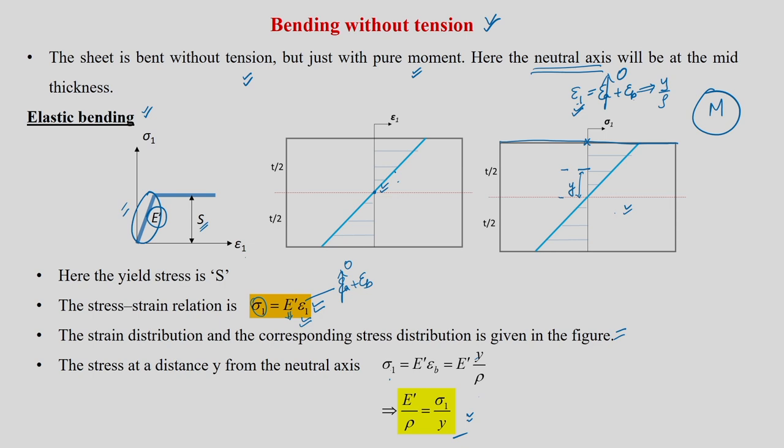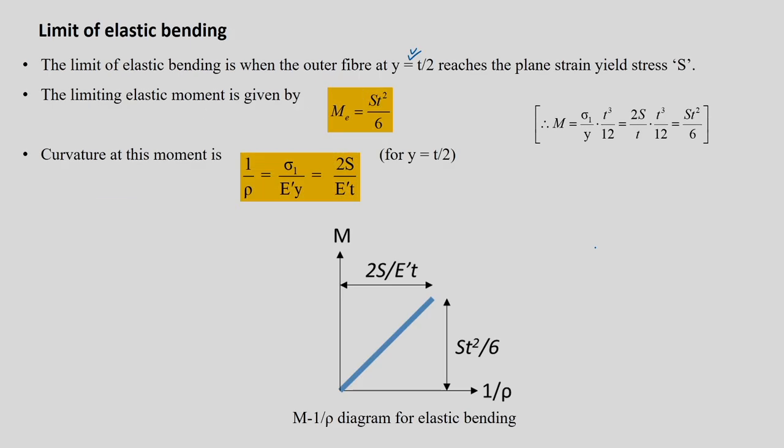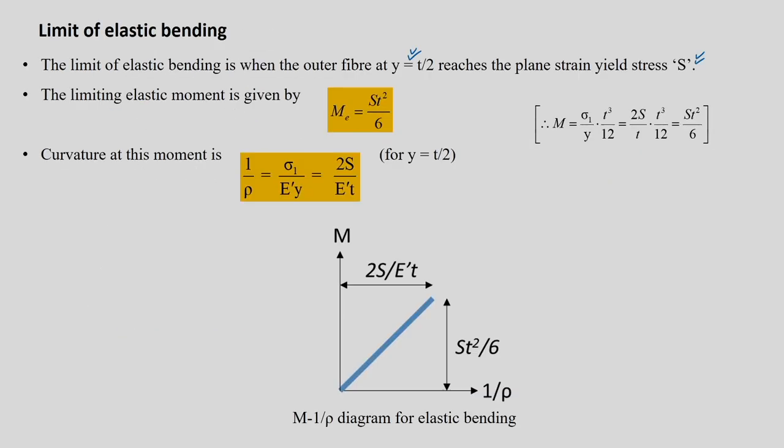If you put that condition y is equal to t by 2, you will reach this particular surface, the upper surface. The upper surface is generally undergoing tension as compared to the lower surface, that we understand, while we bend. So it reaches the plane strain yield stress. Whenever you are bending it, the uppermost fiber, which is at y is equal to t by 2, will reach the plane strain yield stress, if that is the limiting case. As long as it is within this region, no problem. The moment it reaches it at y is equal to t by 2, at the upper surface, we call it the limit of elastic bending.